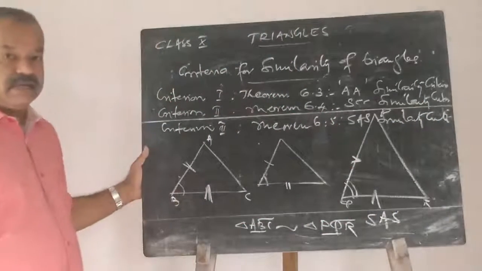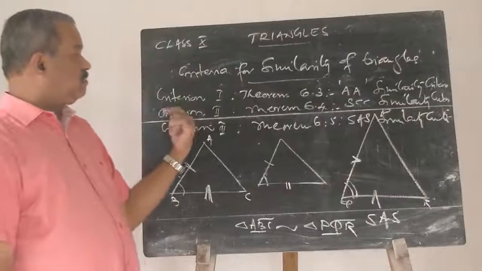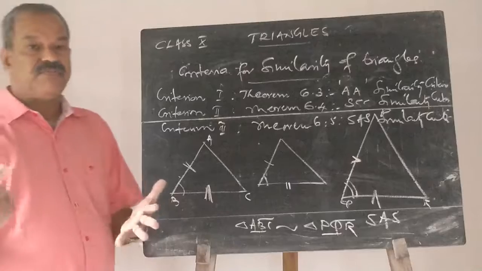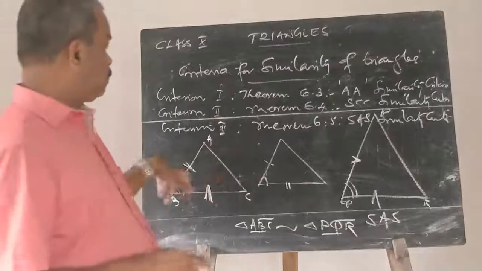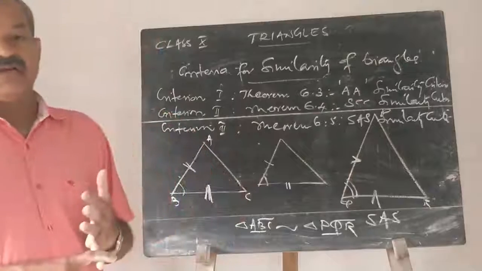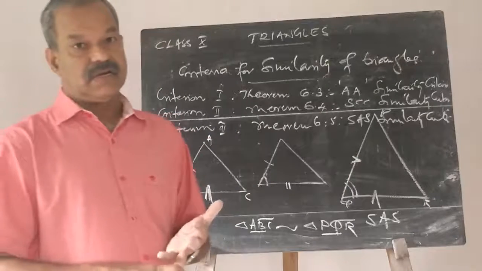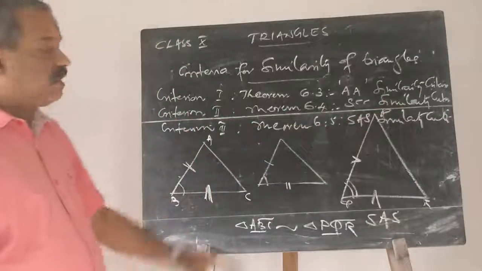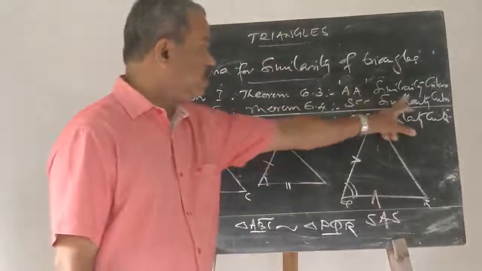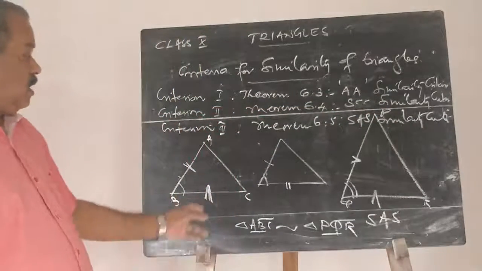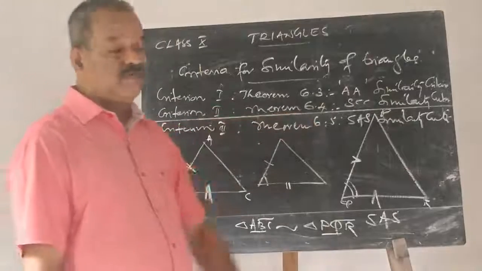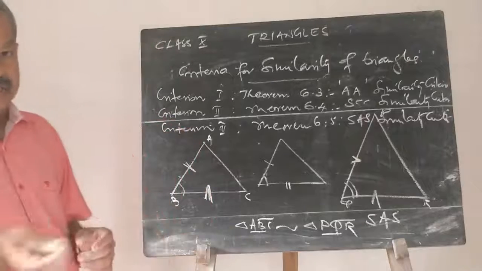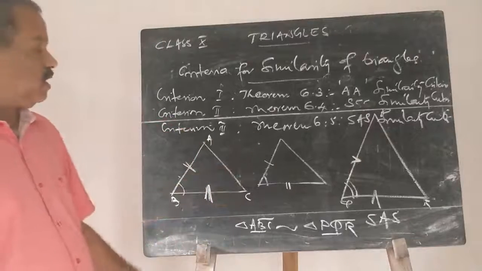Once again, what are the different criteria for the similarity of two triangles? If two angles of one triangle are equal to two angles of another triangle, then the triangles are similar. By A, we can call it the AA similarity theorem. And second one, theorem 6.4: if three sides of one triangle are proportional to the corresponding three sides of another triangle, then the triangles are similar.